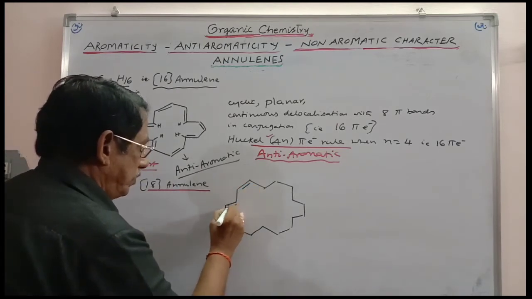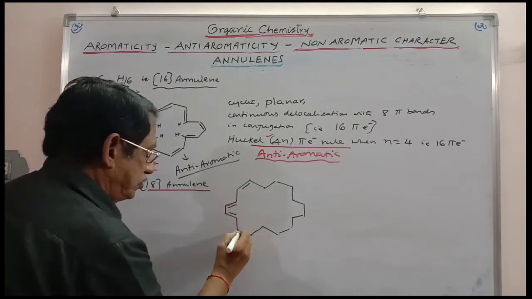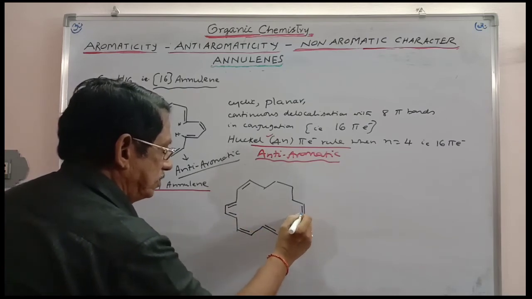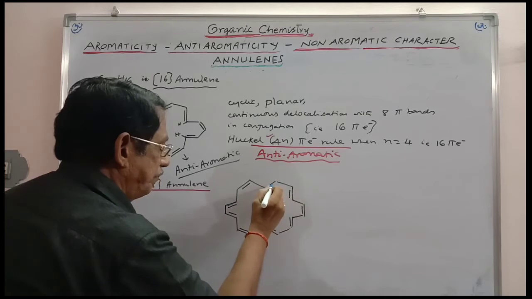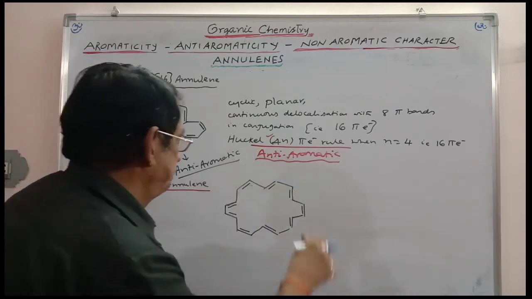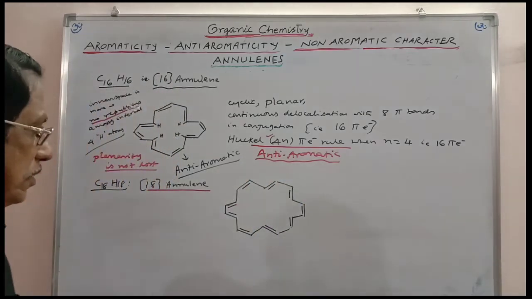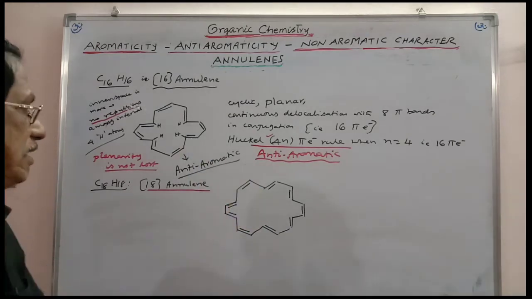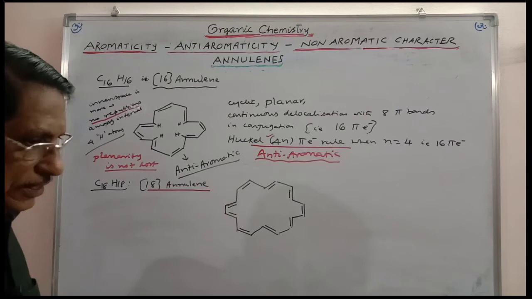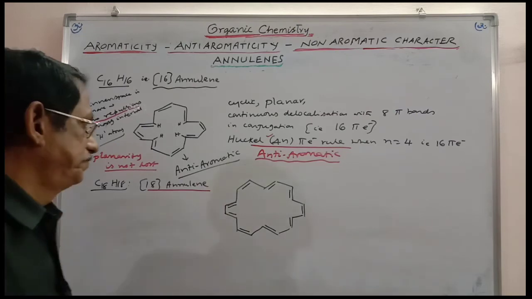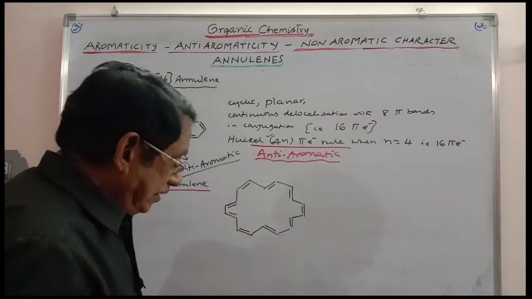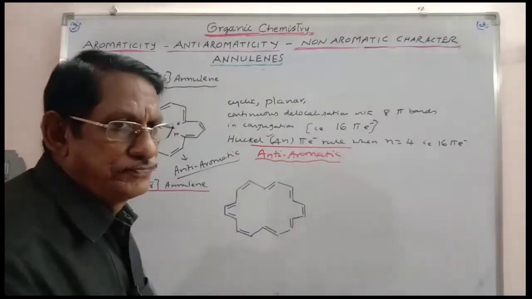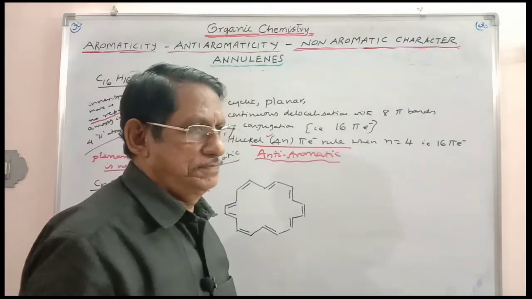1, 2, 3, 4, 5, 6, 7, 8, 9, 10, 11, 12, 13, 14, 15, 16, 17, 18. There are totally 9 pi bonds. This is the cyclic structure, 18 annulene. And here also, the inner space is much increased.